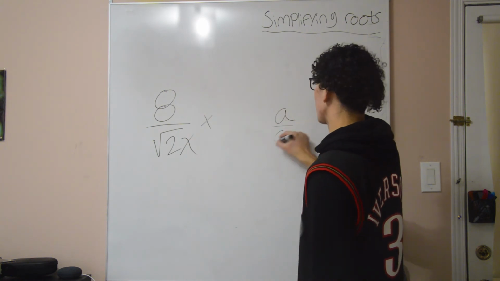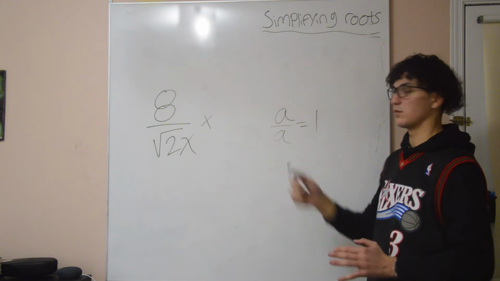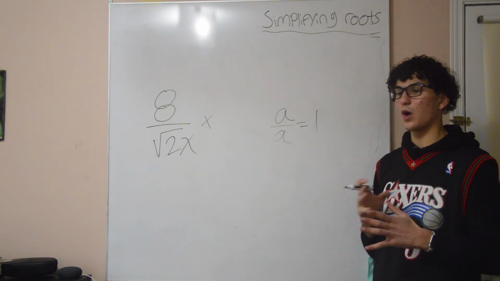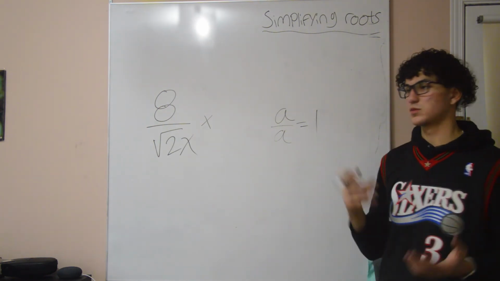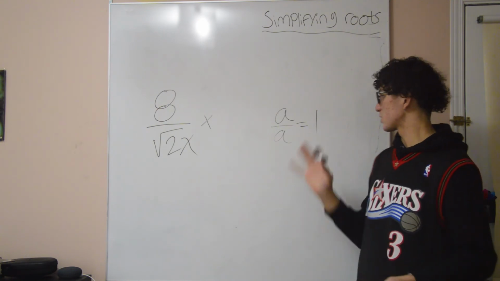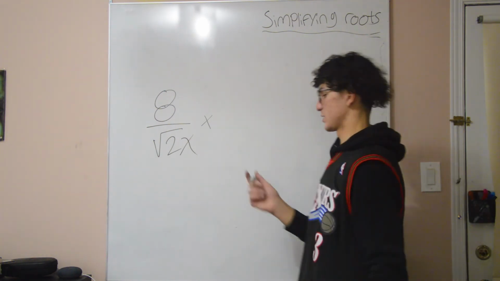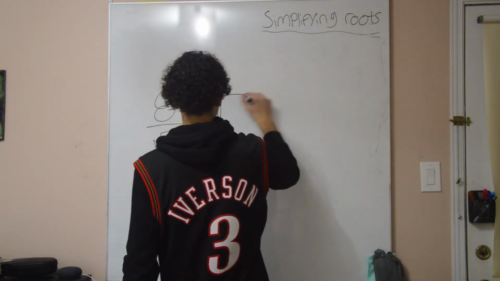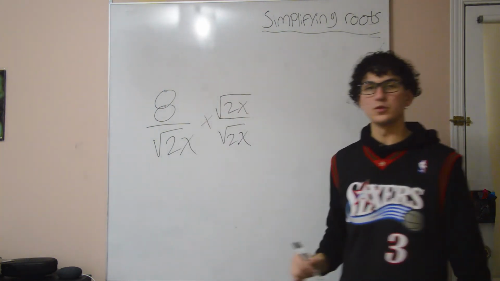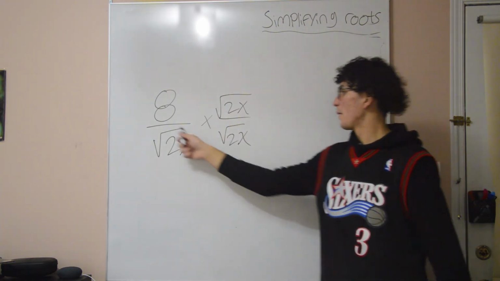The principle that a over a is equal to 1, where a is any number and the other a is also the same number, is used almost all the time. And it's used to change stuff up, to prove certain things every here and there. And it's really important to know. Now, here's why we do this, and I'll show you what we do. We multiply by root 2x over root 2x. We multiply both the numerator and the denominator by this value.